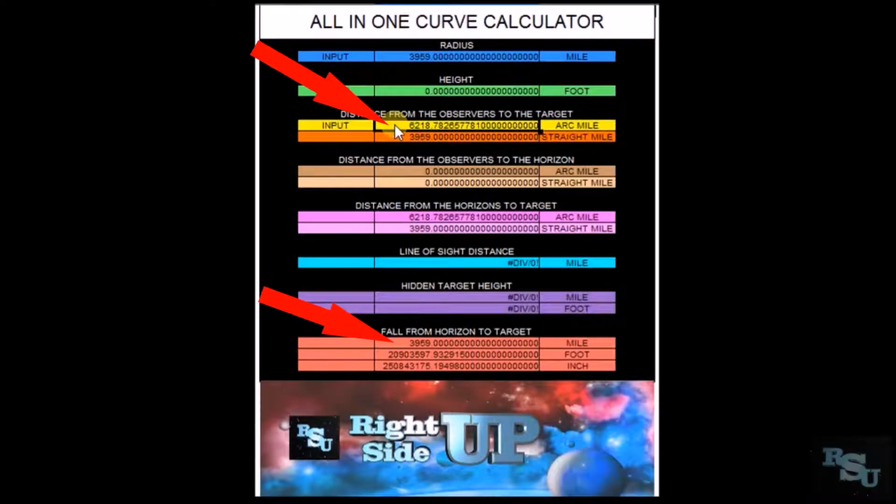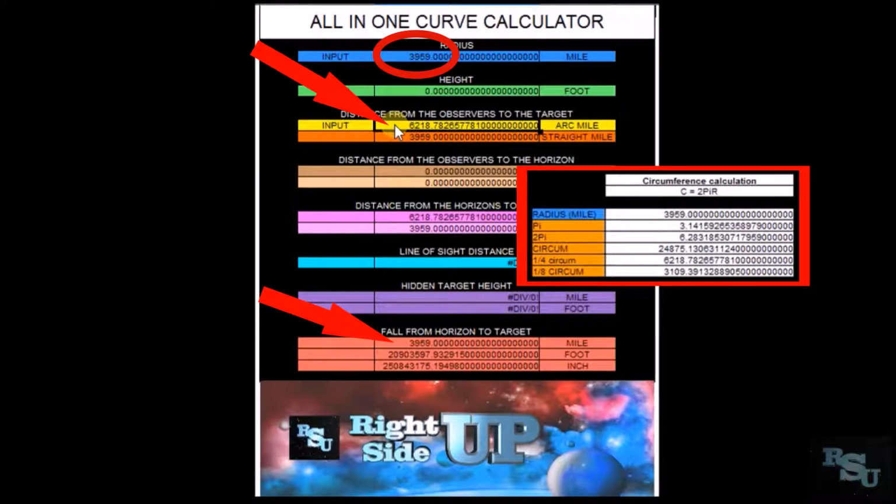When you subject my all-in-one calculator to the same accuracy test that I showed earlier, you see that the result is spot on. The math is already done, so just type in the 1/4 circumference measurement and you can see that the fall equals the radius as it should. This is true no matter what distance you set as the radius.